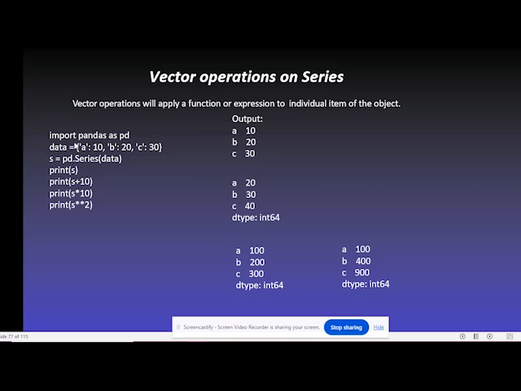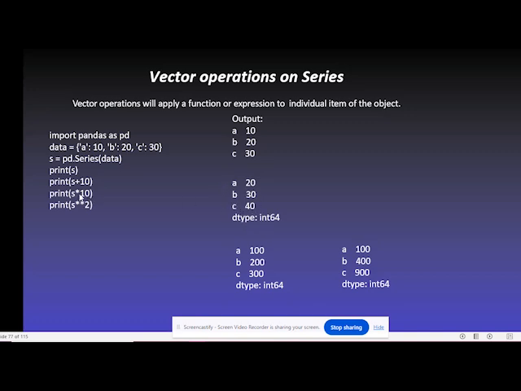So here we created a series. Then print S, then S plus 10. This first output is our series. Next is S plus 10. Which are the different values in the series? 10, 20, 30, right? Along with each value, this 10 will be added. 10 plus 10, 20. 20 plus 10, 30. 30 plus 10, 40. So that is our output: A 20, B 30, C 40.